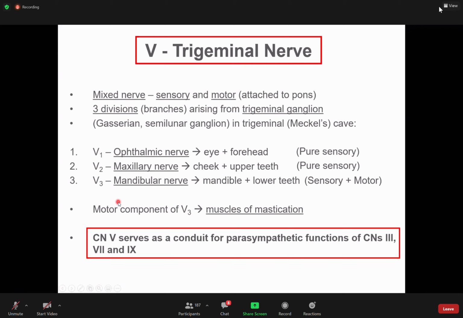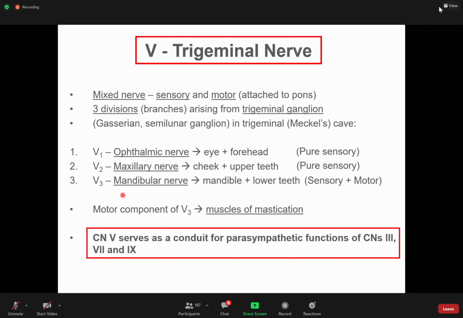The fifth nerve is also important because it serves as a conduit for the parasympathetic supply to the different ganglia. If you see all four parasympathetic ganglia, the ciliary, the otic, the pterygopalatine, and the submandibular ganglion, they are all attached to the branches of the trigeminal nerve. Although they are parasympathetic ganglia and they are supplied by branches from the third, seventh and ninth nerves, the ganglia themselves are attached to the branches of the trigeminal.